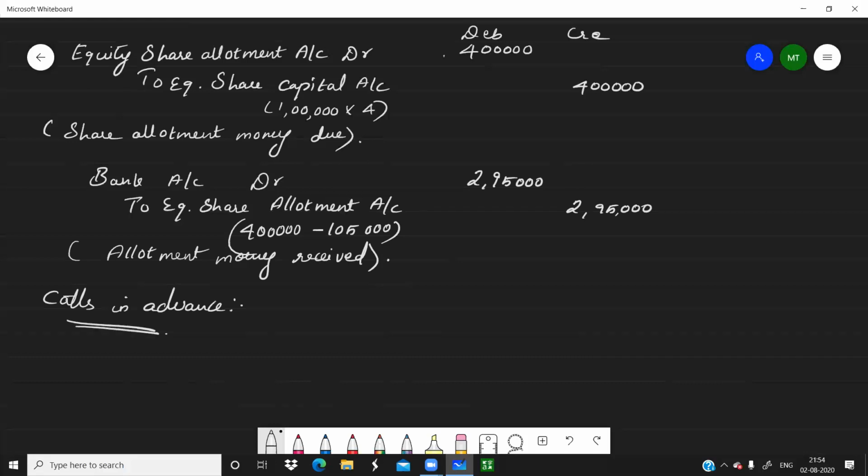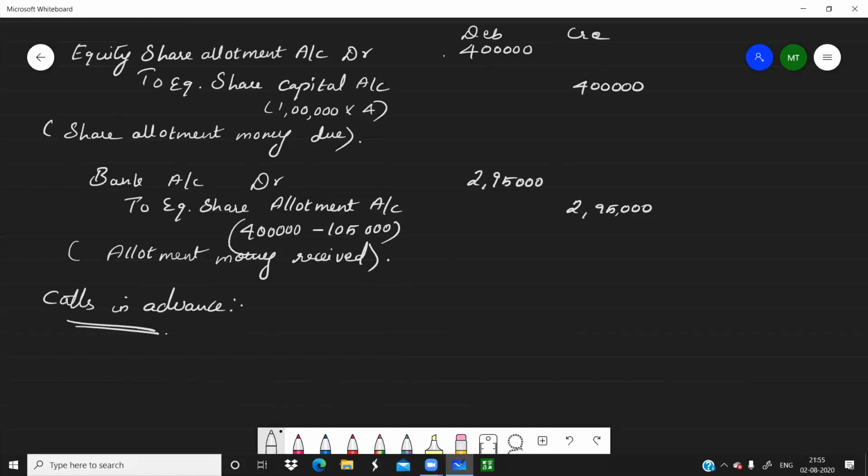Okay. So calls in advance means the excess amount paid over the called up value of a share is known as calls in advance. So the excess money paid over the called up value is what we call calls in advance. It is the excess money paid on application or allotment or calls. Such excess amount can be returned or adjusted towards future payment. If the company decides to adjust such amount towards future payment, the excess amount may also be transferred to a separate account called calls in advance account. That's all.